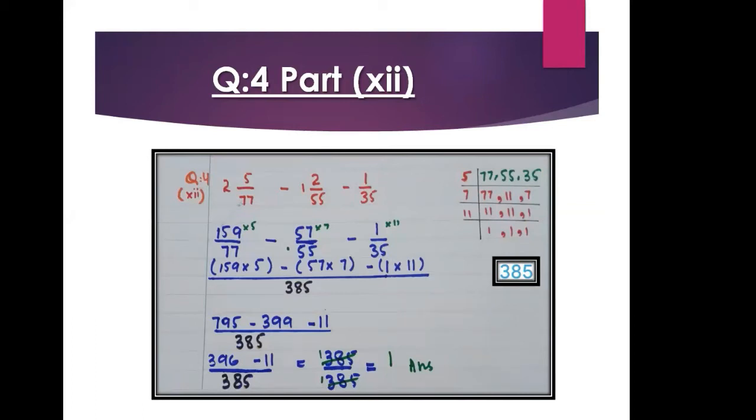We are solving the questions related to our objective number 1, that is addition and subtraction. These all questions are related to our objective number 1. After this, we will start our next objectives. Okay, now this is our question number 12.